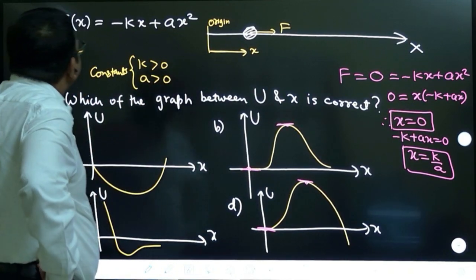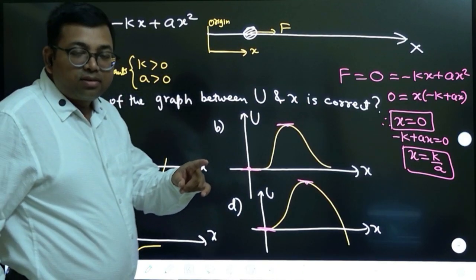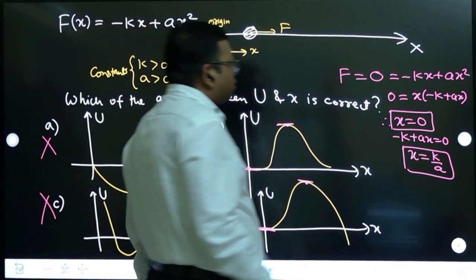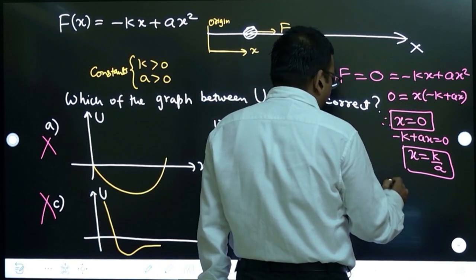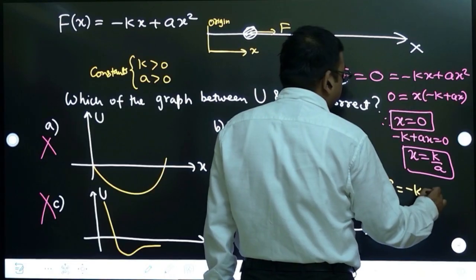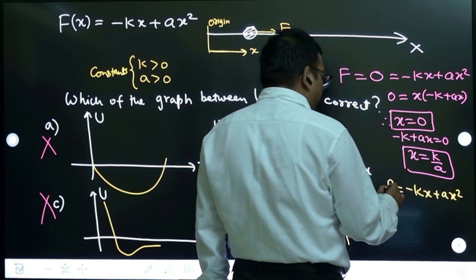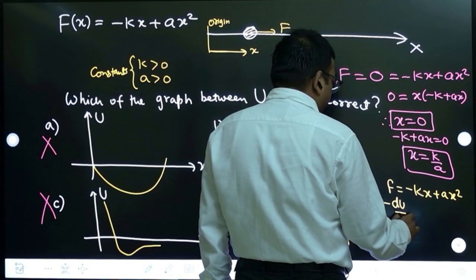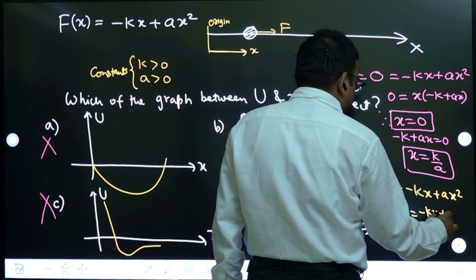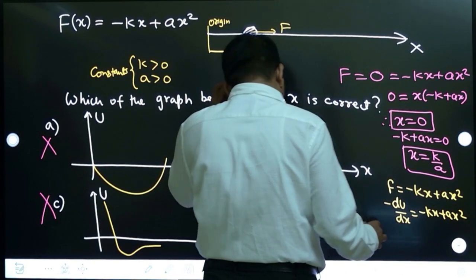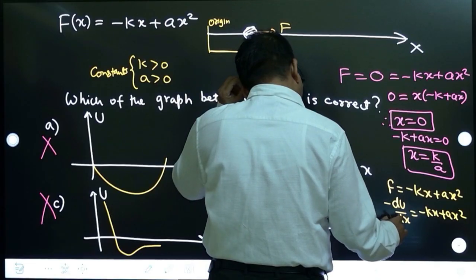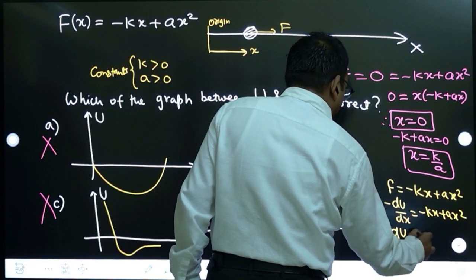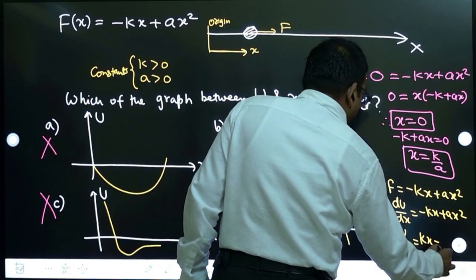Something else means what? Double differentiation. Can we find double differentiation of potential energy? Right. So if this is F, then F is minus kx plus ax square. And F is minus du by dx, right? So minus kx plus ax square equals minus du by dx. From here you calculate du by dx. Taking the minus to that side, du by dx becomes kx minus ax square.